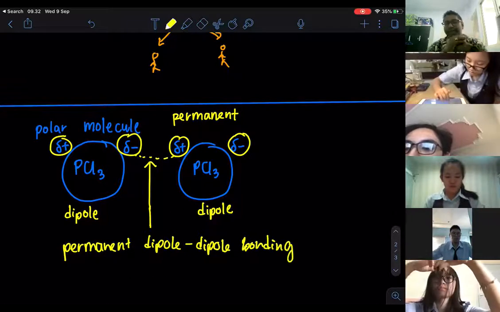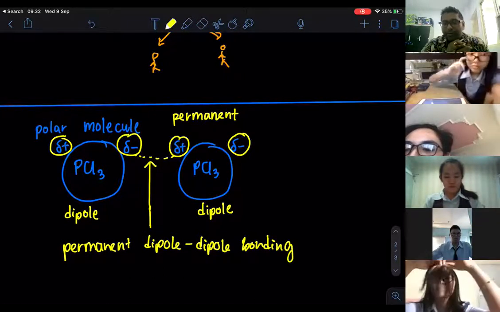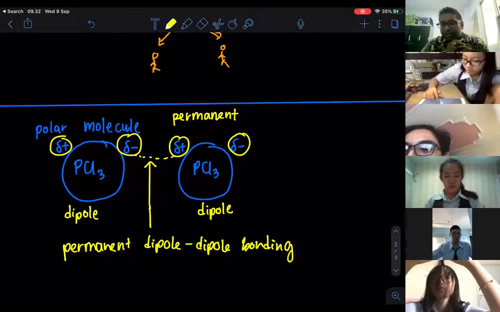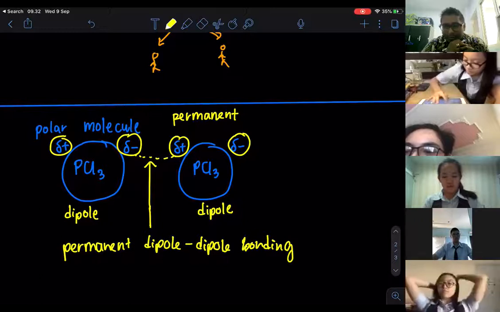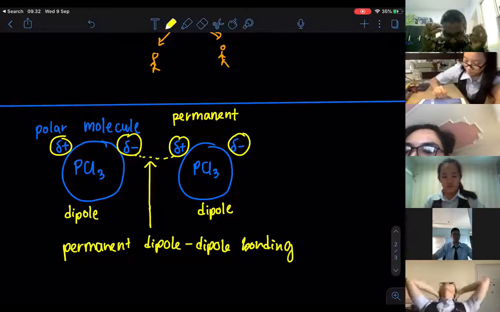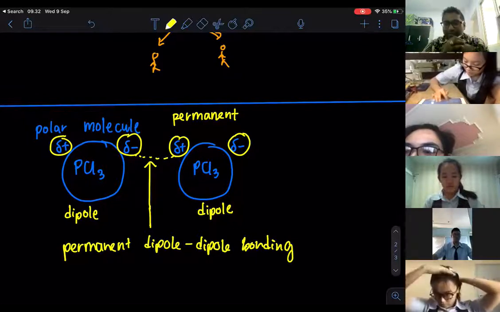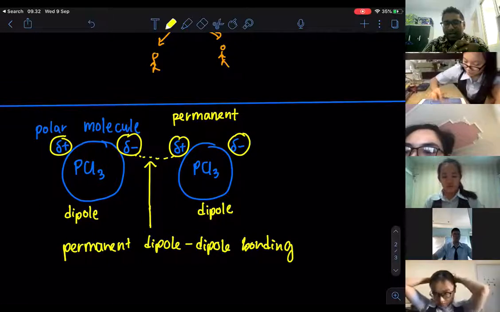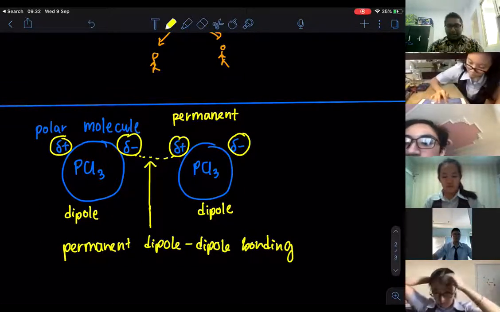So this permanent dipole bonding exists for polar molecules. Okay, they exist for polar molecules. So it's always permanent. Since it's permanent, do remember among all the intermolecular forces, it is considered to be a very strong bonding.